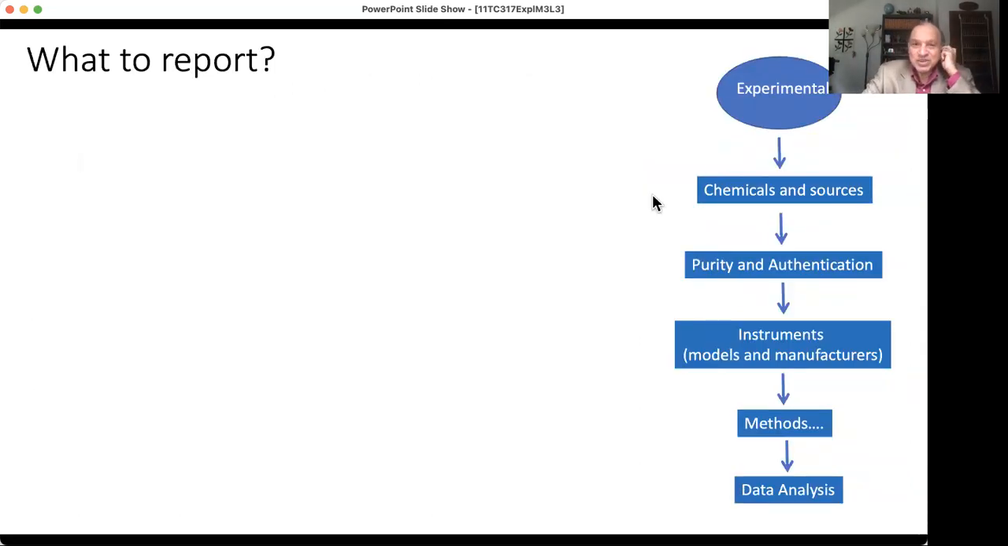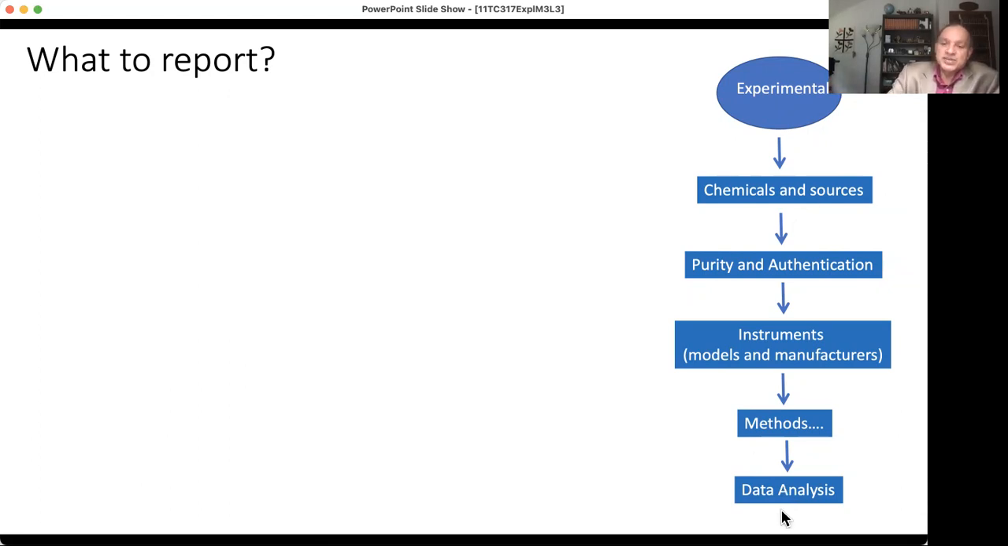So as I was saying before, experimental has this outline. Each section has its own outline. And so the outline contains chemicals and resources and the purity, authentication of that, slightly more elaborate, 99% pure, analytical grade, and things like that. Instruments you have used, models and manufacturers. And so all that comes under chemicals and sources under one category. And then your methods, method 1, method 2, method 3, that comes in. And then the data analysis, 1, 2, 3, 4, 5 comes in here.